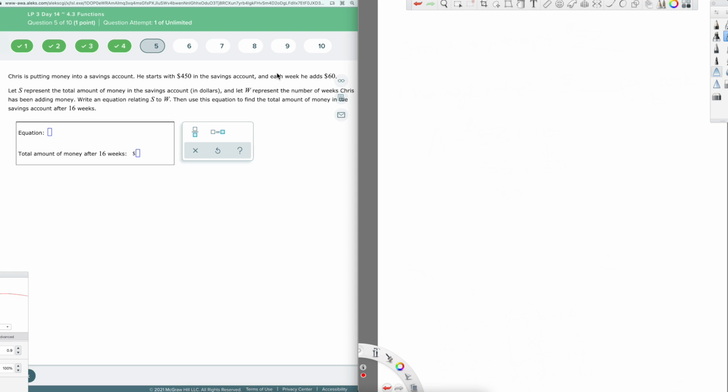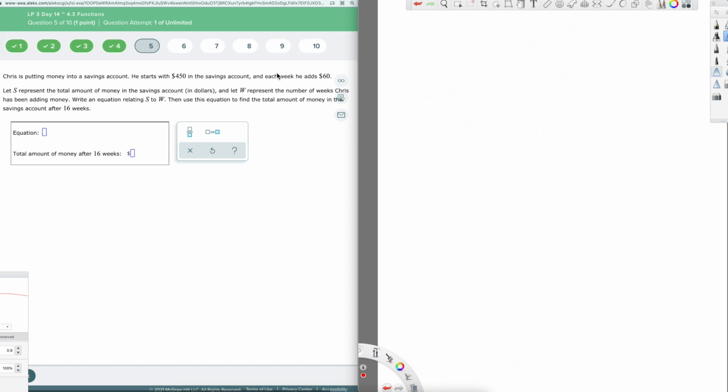All right. So now we have this account that says Chris is putting money into a savings account. He starts, and it actually used the word starts, with $450. So we know how much is in his account to start with. And then each week he adds $60. So that's a change. I know he's adding $60 each week. So each is my multiplication word. I know that's happening every single week. He's going to be adding another $60 to this.